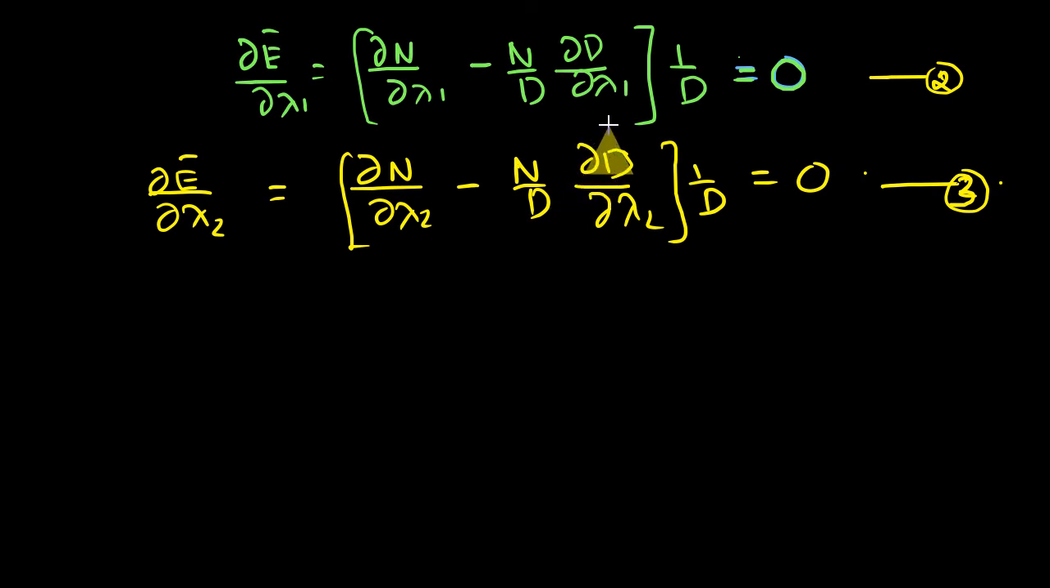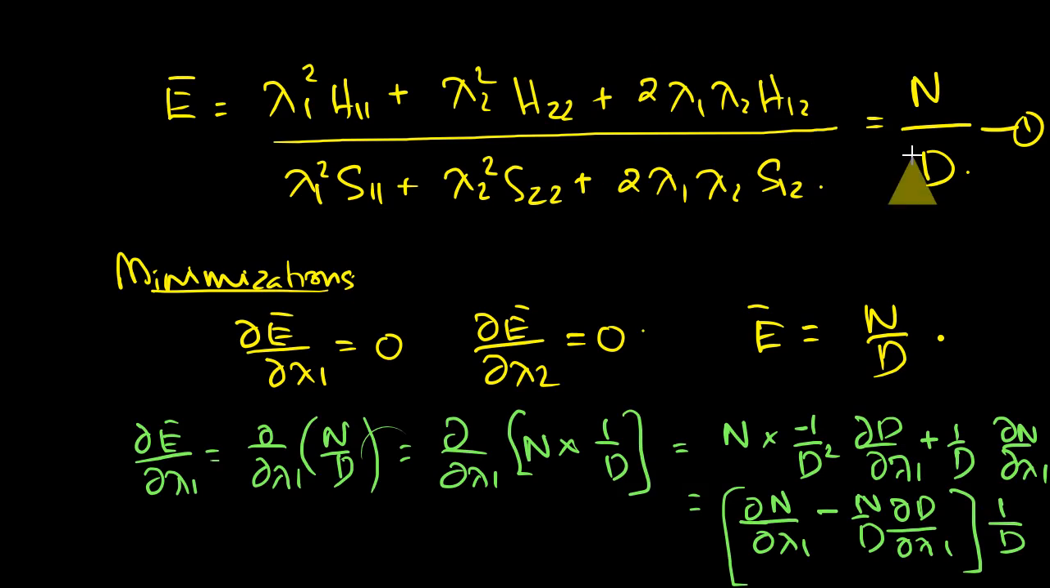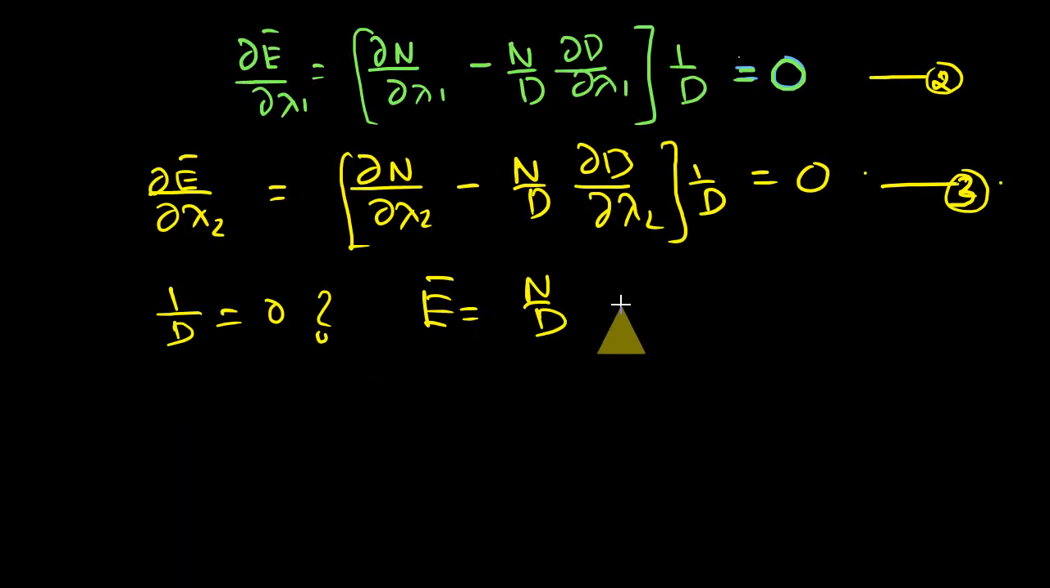So is it possible to have 1 by d equal to 0? Is it possible? If 1 by d is equal to 0, then it implies that e bar is equal to n by d, right? E bar is equal to n by d is our previous equation. And if you suppose that 1 by d is equal to 0, then e bar also becomes 0. E bar is 0, expectation value is 0.